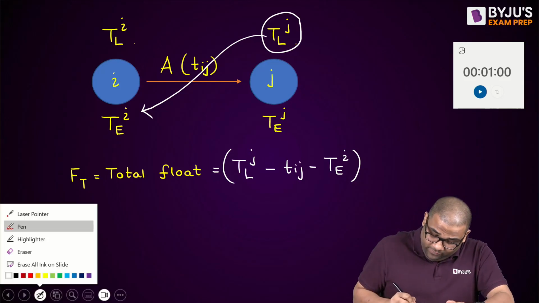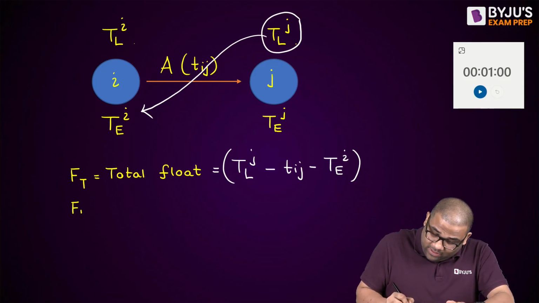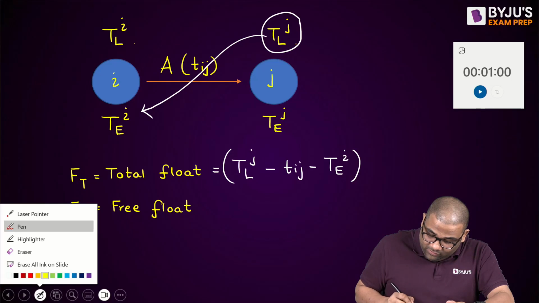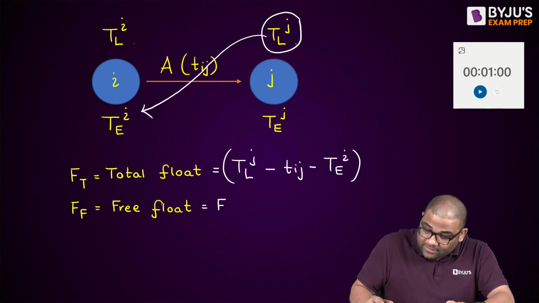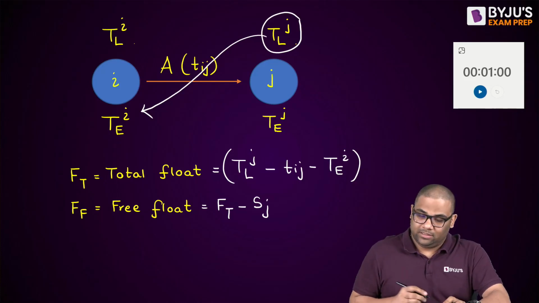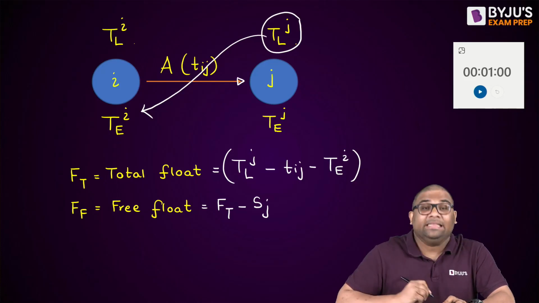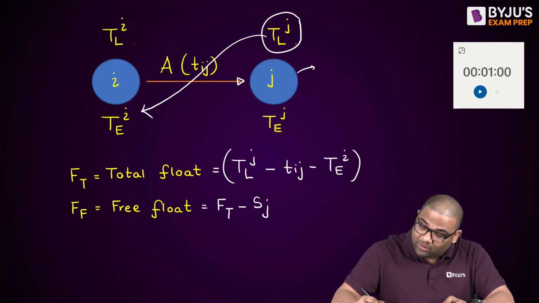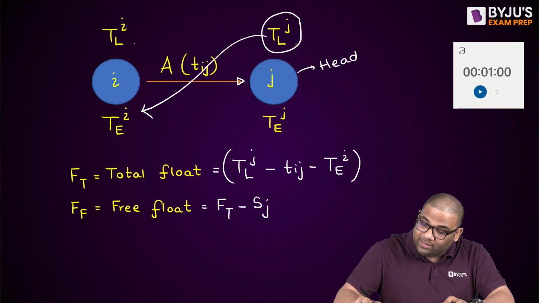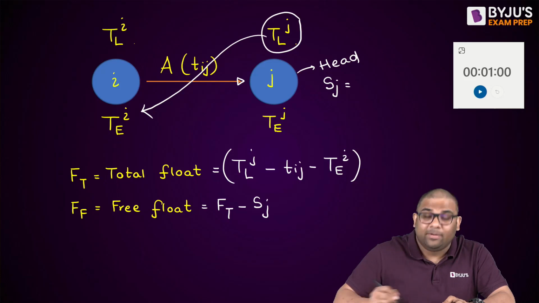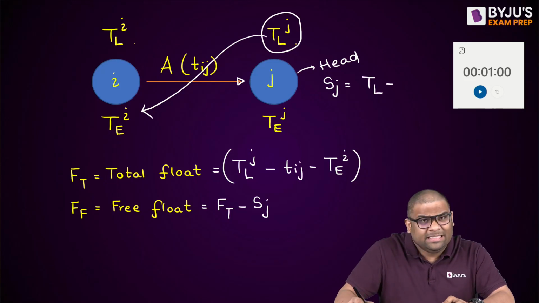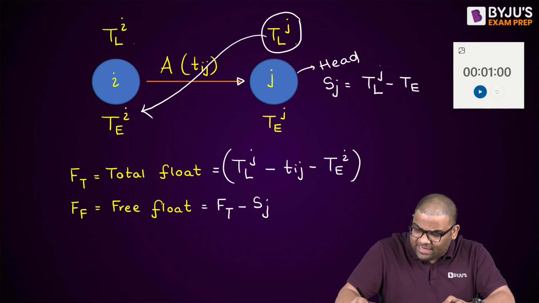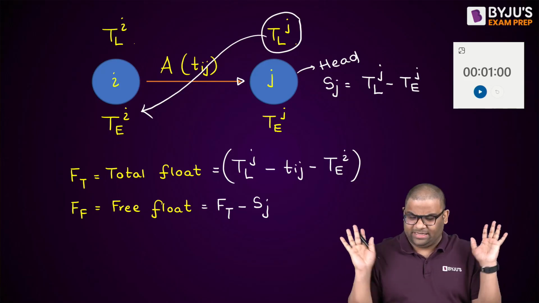Next is your free float. How to find out the free float? That is very easy. Once you find out the total float, subtract the slack time of the head event. This arrow is indicating this event, J event, so this becomes the head event. The slack time for this head event is simply TL minus TE, so TLJ minus TEJ. Very easy.